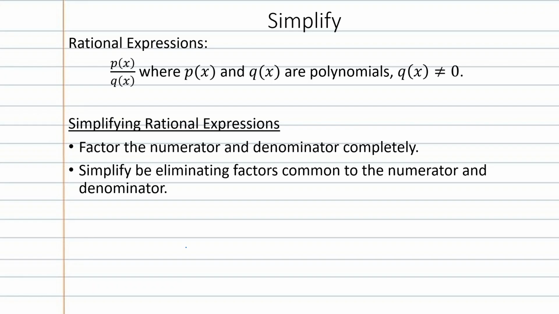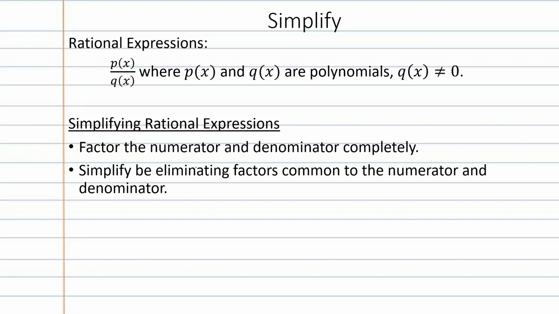Alright, rational expressions are where you have p of x over q of x, where p of x and q of x are polynomials, and q of x is not equal to 0. It's very important that q of x doesn't equal 0 because we don't want to divide by 0 and we don't have that 0 in our denominator.